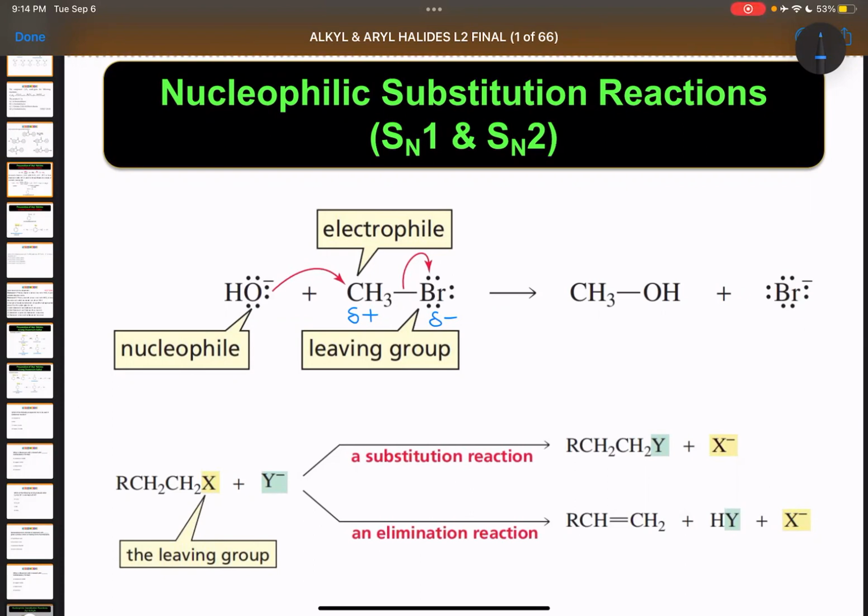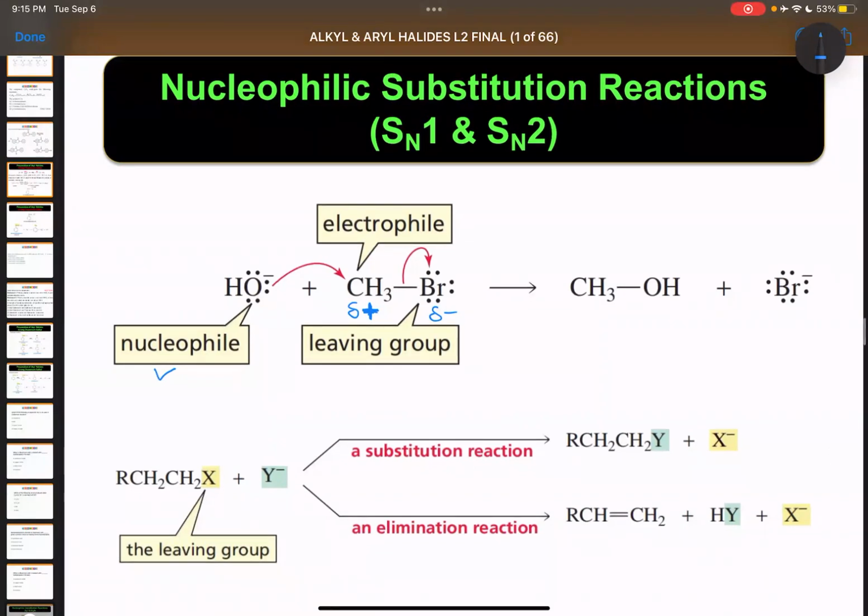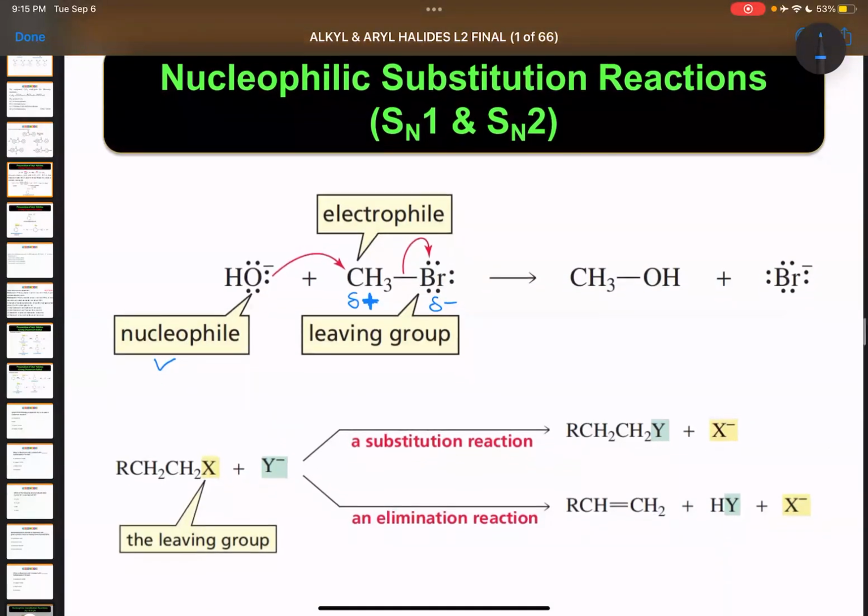Okay, and this partial positive charge is like an invitation to whom? Which type of groups are invited to come and join? Nucleophiles, sir. Yeah, nucleophiles. So nucleophiles are what? They are electron rich species. They can come in and join to the carbon atom, right? Yes, sir. And that's how the reaction can happen.